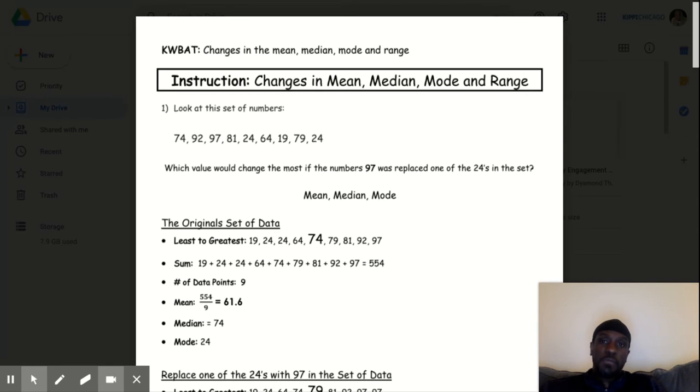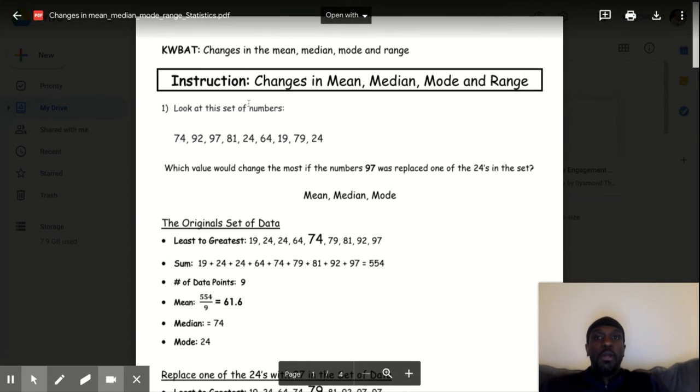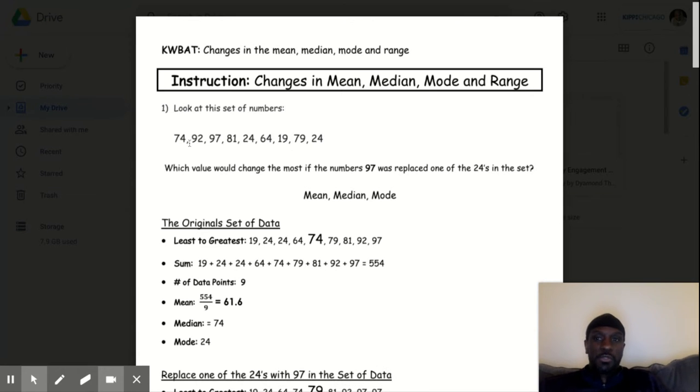All right. So today, the objective is changes in the mean, the mode, the median, and the range. Now, it says, look at this set of numbers: 72, 92, 97, 81, 24, 64, 19, 79, 24. I see the numbers. What do you want me to do with them? It says, which value would change the most if the number 97 were replaced? It should be would replace one of the 24s in the set.